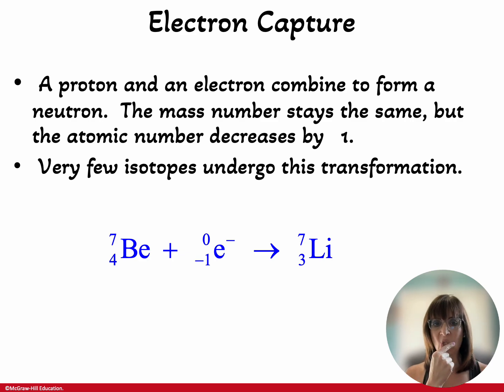Here's an example. So you have beryllium that has a mass of 7 capturing an electron. Electrons don't have a mass, so the mass stays the same, 7. Beryllium has an atomic number of 4. It's gaining an electron, which has a -1 charge. And well, think about it. The proton is combining to make a neutron. So the atomic number is going to decrease by 1 because you're getting rid of a proton. And that is how you get lithium, because lithium has an atomic number of 3. So if I ever gave you this equation and I ended it with 7/3 and you had to fill in that element, you just look up number 3 and it's lithium.